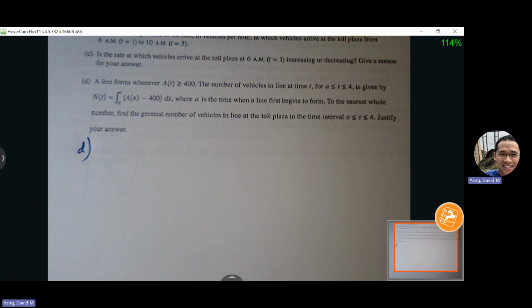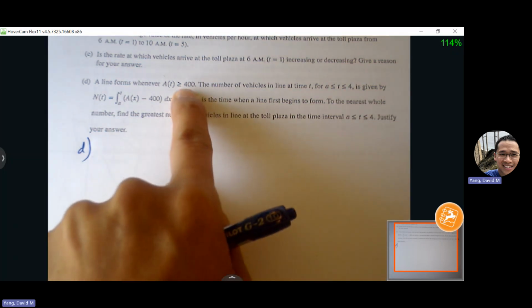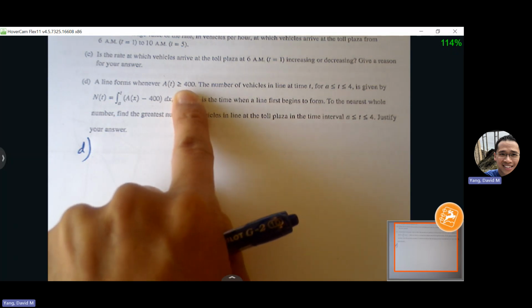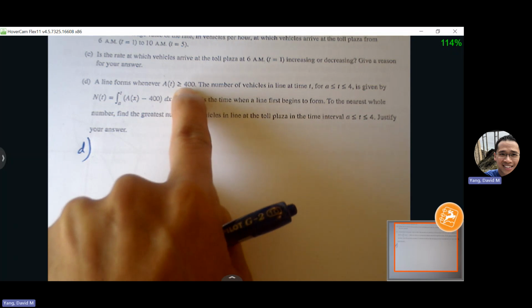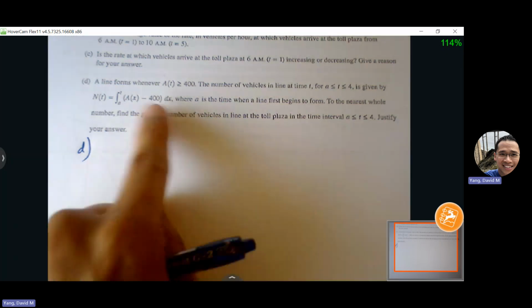at t equals 1. Part D, a line forms whenever A of t is greater than or equal to 400. So that means the line forms whenever the rate at which cars are arriving is more than 400 per hour. It's going to start getting backed up.